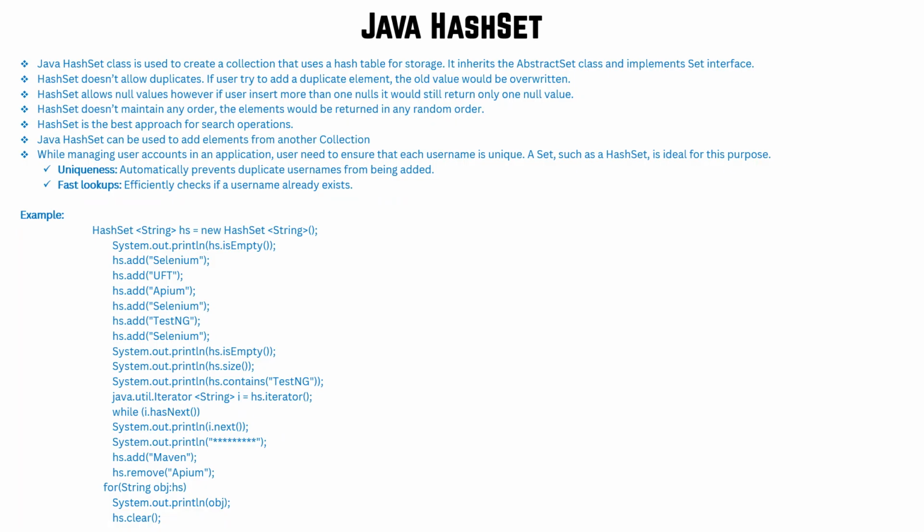HashSet is the best approach for search operations. Java HashSet can be used to add elements from another collection. While managing user accounts in an application, you need to ensure that each username is unique. A set such as HashSet is ideal for this purpose. Uniqueness automatically prevents duplicate usernames from being added. Fast lookup: it efficiently checks if a username already exists or not. Now let's see the implementation of the HashSet.